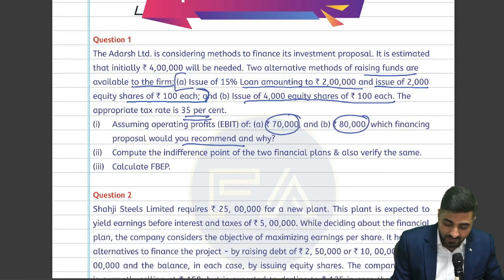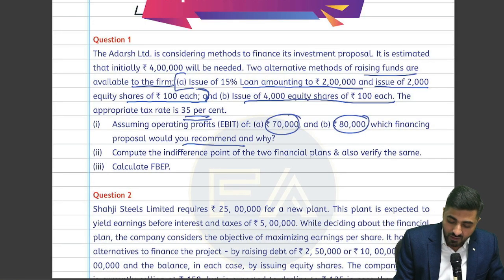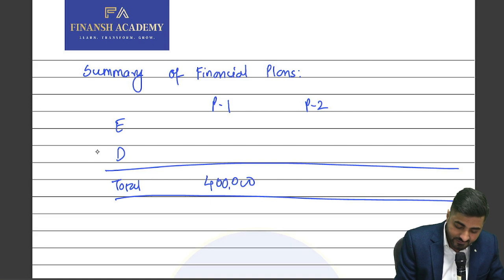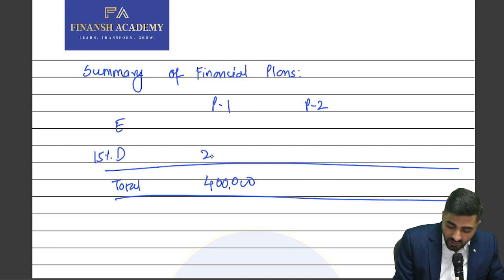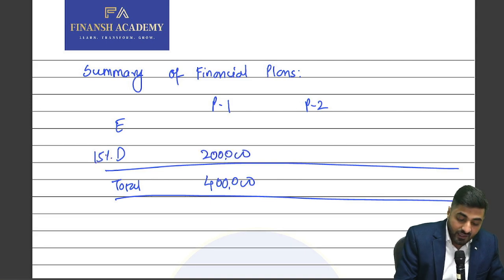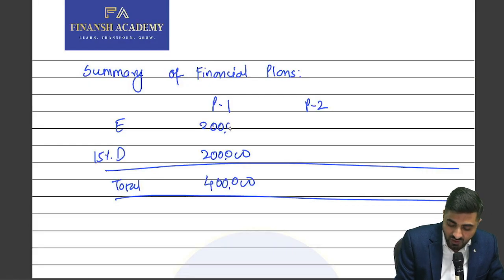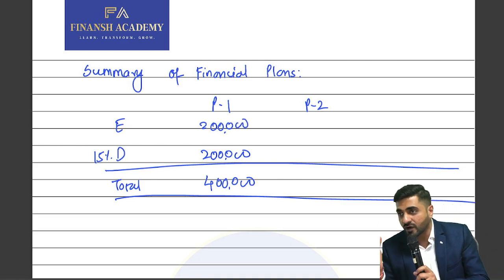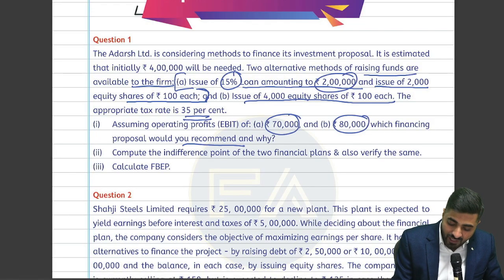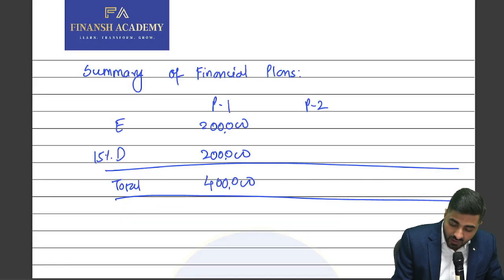In plan 1, can I say there is a 15% loan amounting to 2 lakhs? Are we taking debt of 2 lakhs? And the balance is by way of what? Equity share. That is also 2. This together will give you 4. In the second plan, how are we raising the money, beta? Entirely by way of equity.